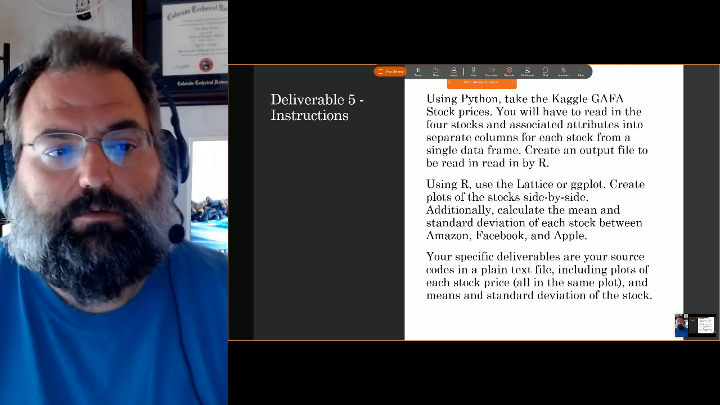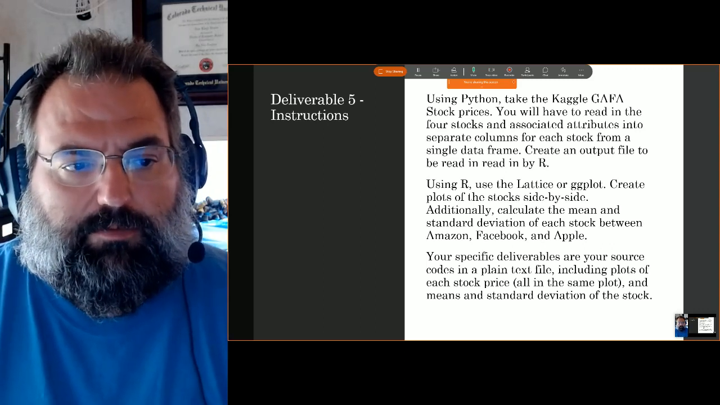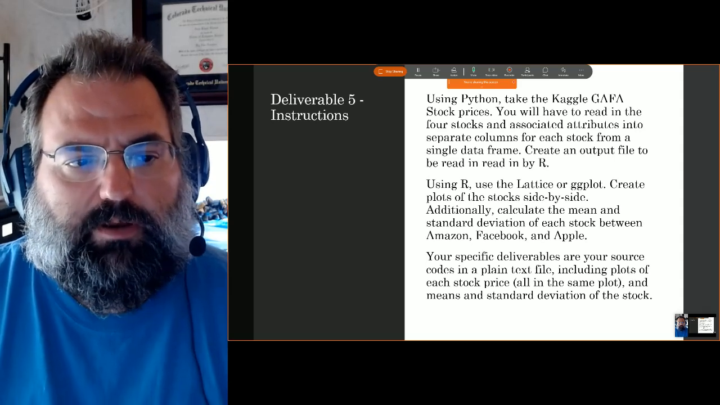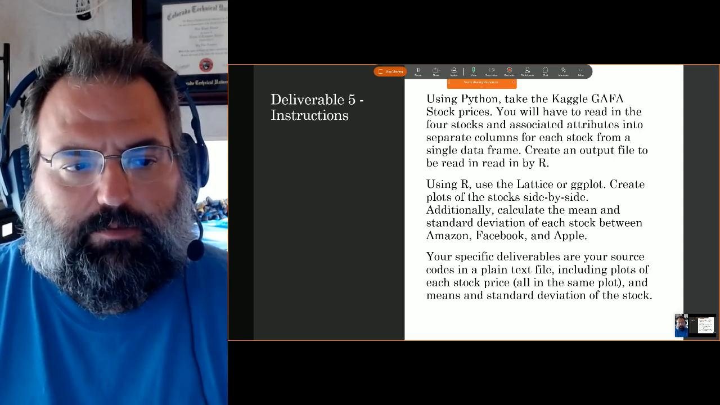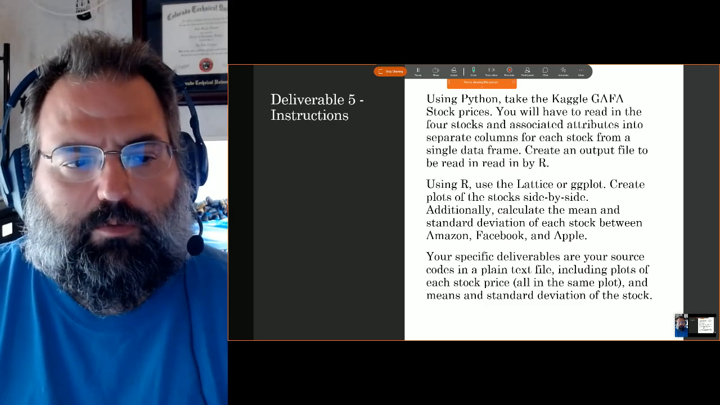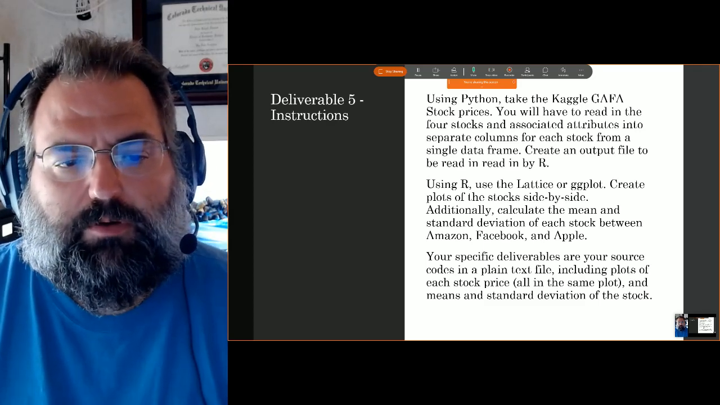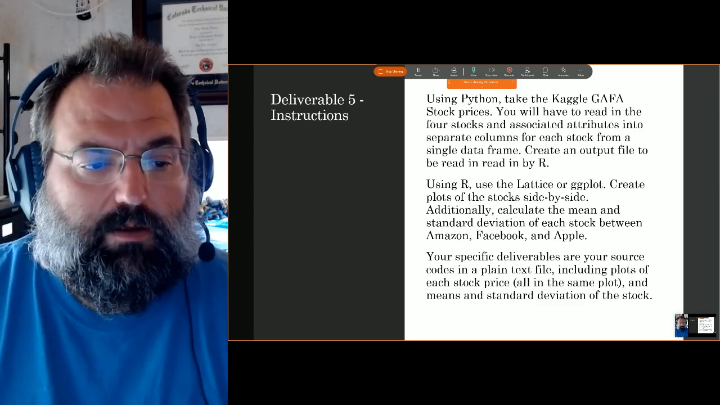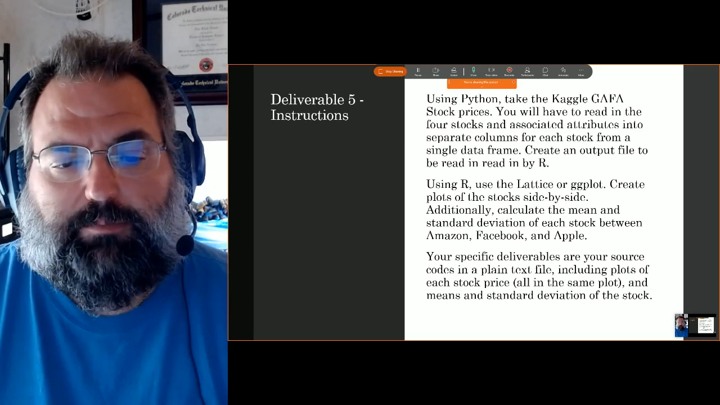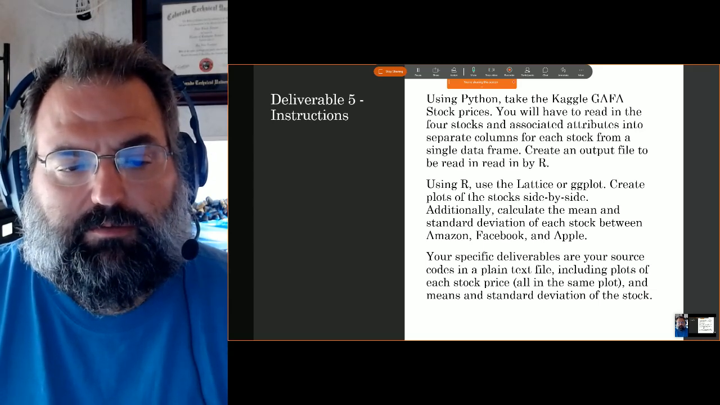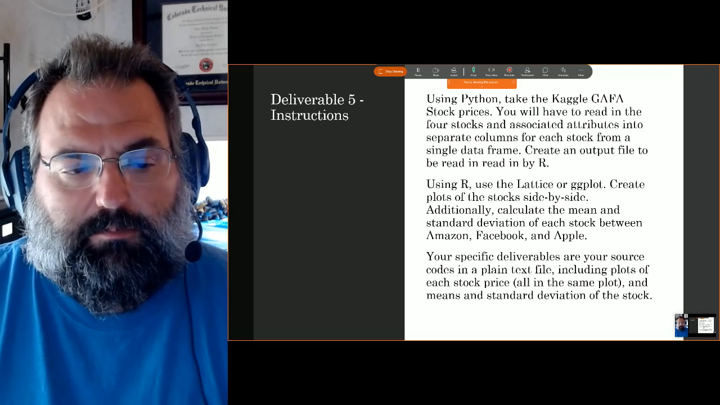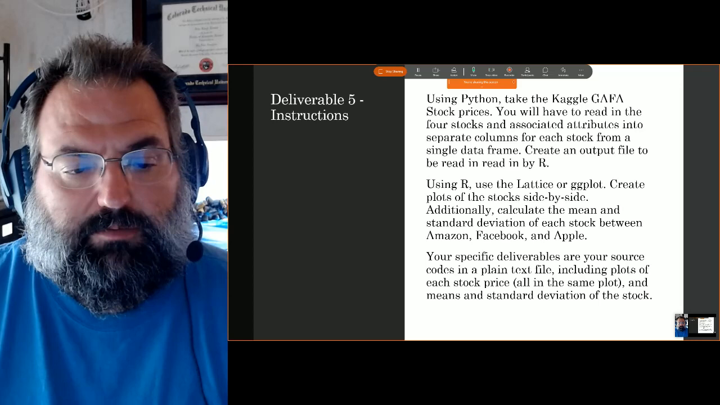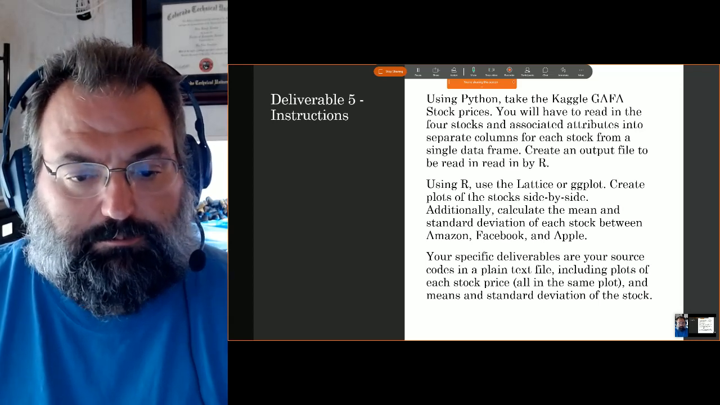So you're asked to use the GAFA stock prices data set using Python. You read in the four stocks and the associated attributes into separate columns for each stock in a single data frame. Create an output file to be read in R, basically. Using R, you'll want to use Lattice or ggplot and create plots of the stock prices side by side. Additionally, calculate the mean and standard deviation for each stock, basically Apple, Facebook, and Amazon.